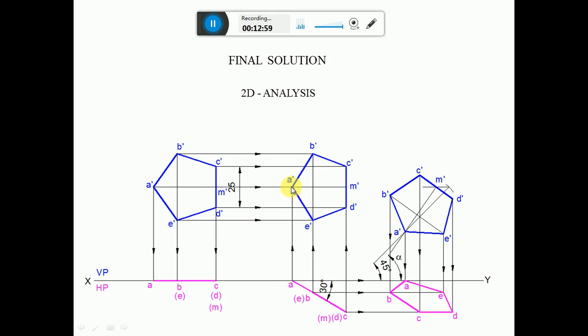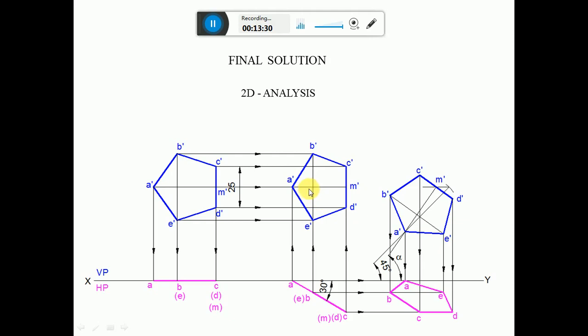Now measure the length from A dash to this point, and from A dash cut an arc on that apparent inclination line, or apparent length line. Since B dash E dash is perpendicular to A dash M dash, using the protractor, keeping the center point on the A dash M dash line, draw a perpendicular to this inclined line A dash M dash. Then join and draw a perpendicular line here.